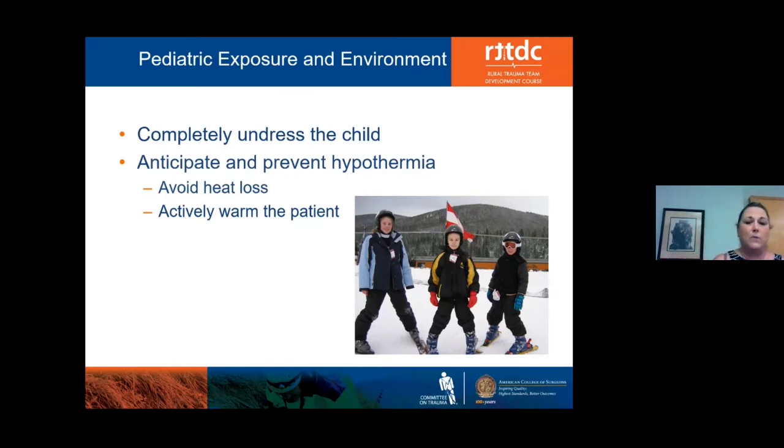So multiple layers of clothing for children when they go outside is important, especially when they're playing in the snow, to avoid hypothermia injuries. When we do have the patient that comes in and they're hypothermic, we're going to actively rewarm the patient to make sure that we're avoiding injuries.